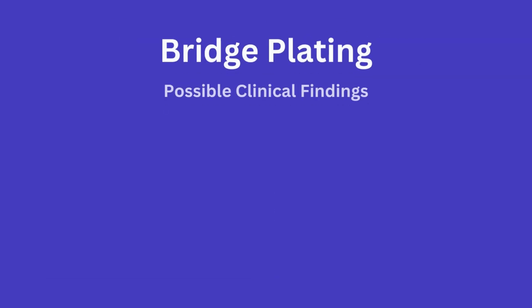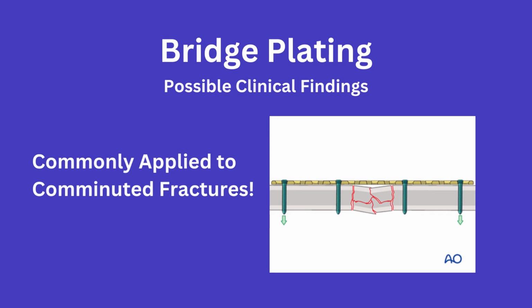Next, we have bridge plating. These are commonly used for comminuted fractures and can be used in polytrauma patients to help provide damage control stabilization. These plates are fixed to the proximal and distal segments and leave the comminuted fracture zone untouched, as to not disrupt the vasculature to optimize healing of the bone.